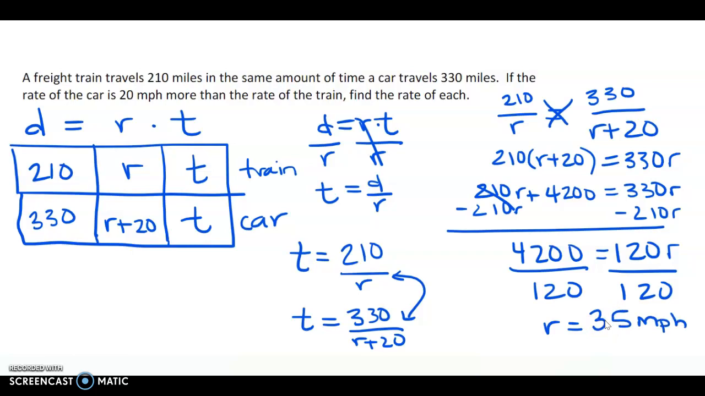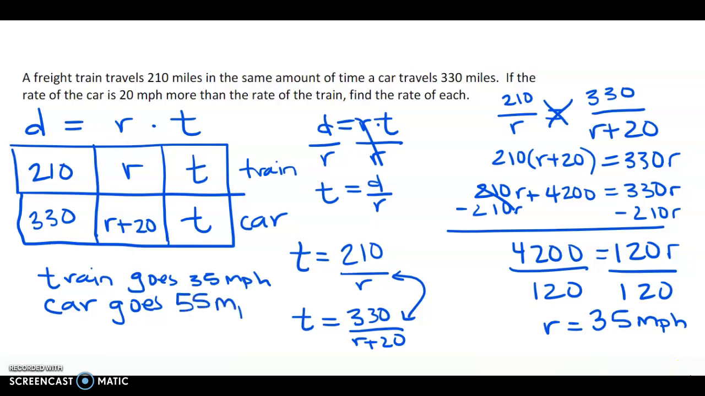So that tells us, if we look at our table, we know r was the rate of the train. So then we can say the train goes 35 miles per hour. We know the car is 20 miles per hour faster, so we can just say, okay, 35 plus 20, so then the car would be 55 miles per hour. You can always check this in the problem and make sure that distance does equal rate times time for each of these, and that's a way to check that these answers are in fact both correct.